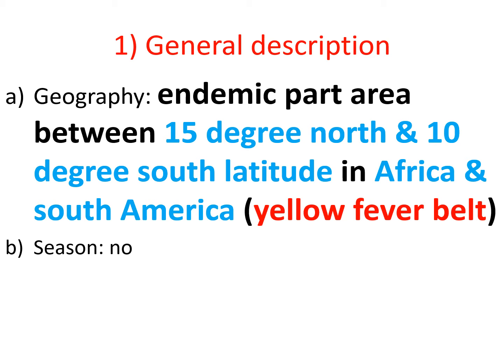General description: the geographic endemic area lies between 15 degrees north and 10 degrees south latitude in Africa and South America, not in Asia. It is called the yellow fever belt. This belt does not cross Asia.